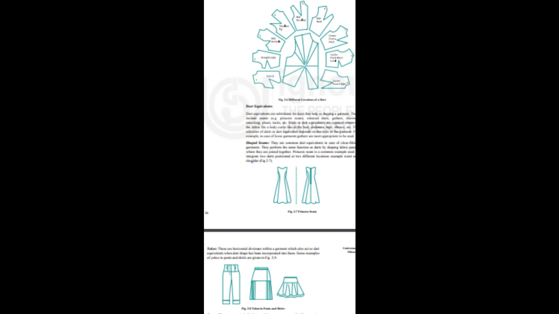Shaping devices. The way the garment fits the contours of the body can be controlled by different shaping devices. Shaping devices such as darts and various dart equivalents are used to control the way a garment fits. The type of shaping device used, its location and its amount decides the overall look and fit of the garment.